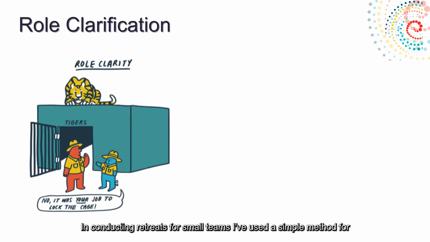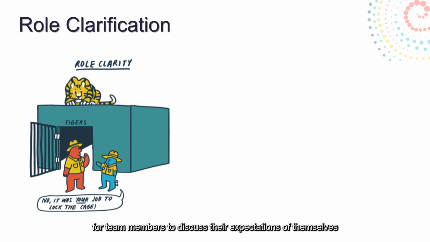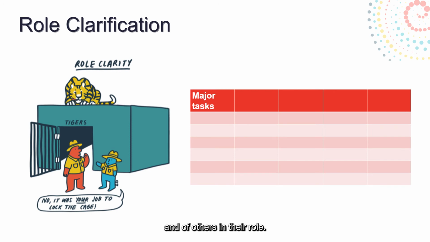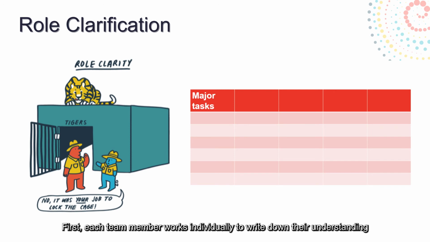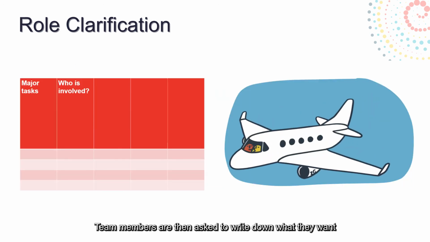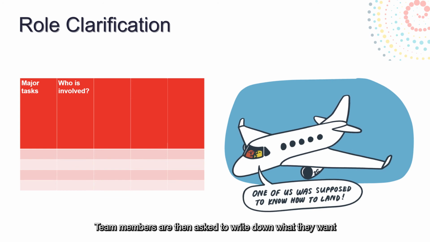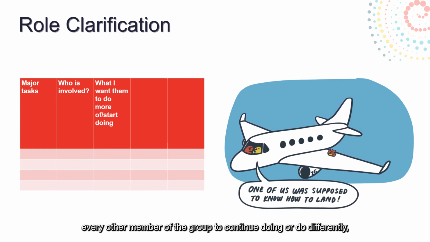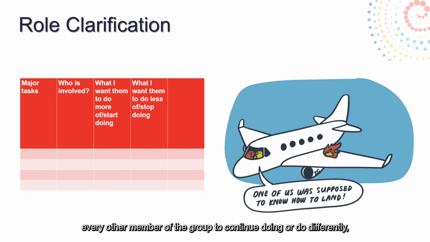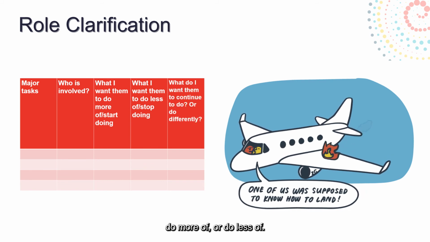In conducting retreats for small teams, I have used a simple method for team members to discuss their expectations of themselves and of others in their role. First, each team member works individually to write down their own understanding of their own role and all the tasks, with a small t, that are attached to that role. Team members are then asked to write down what they want every other member of the group to continue doing, do differently, do more of, or do less of.